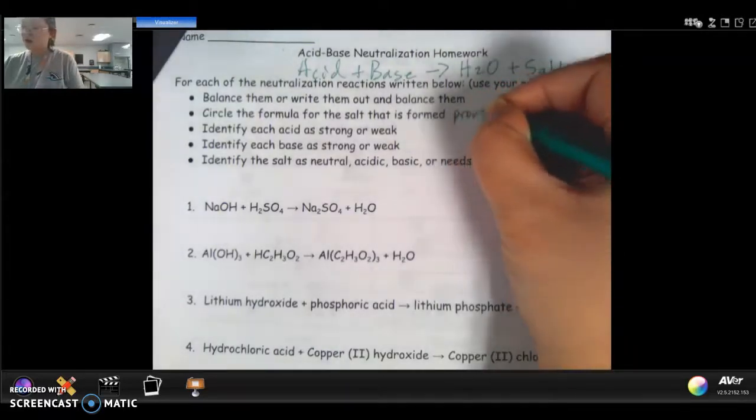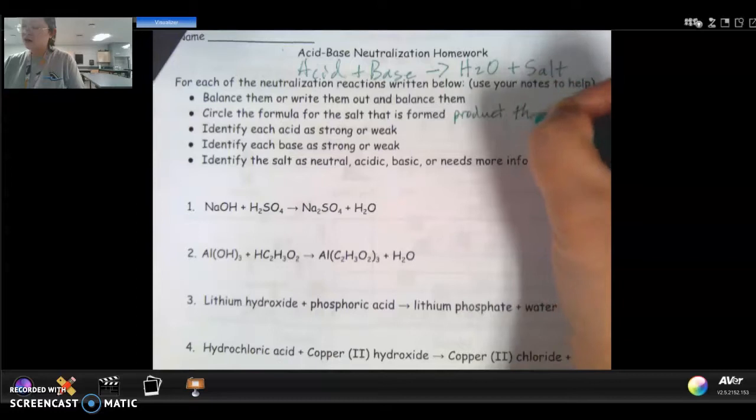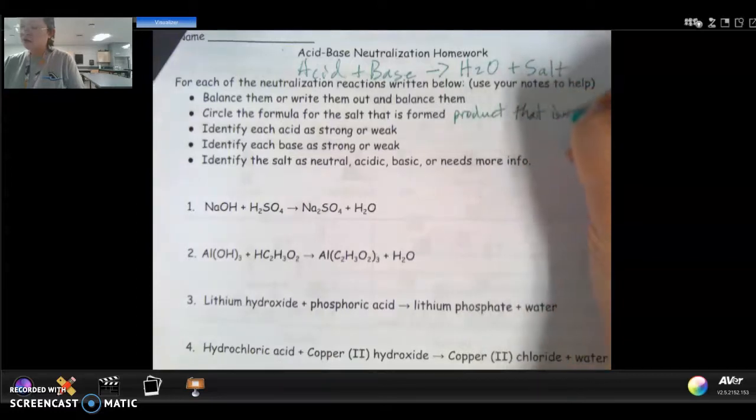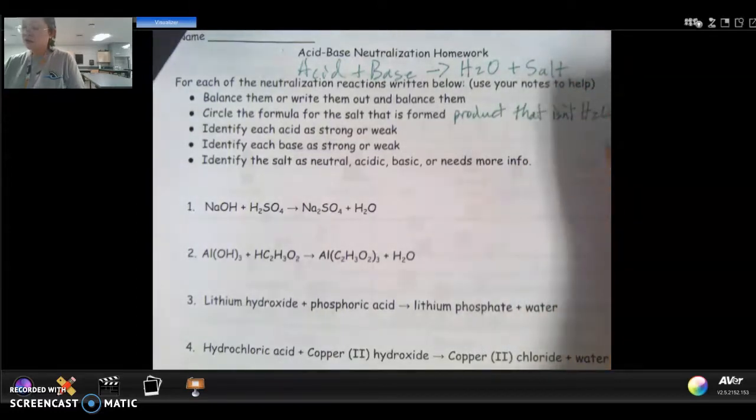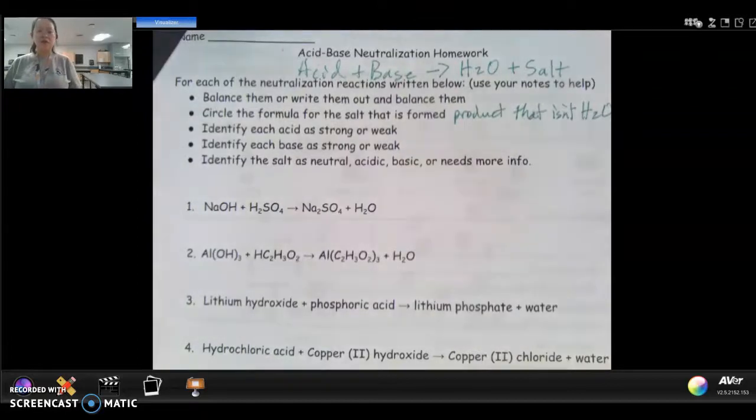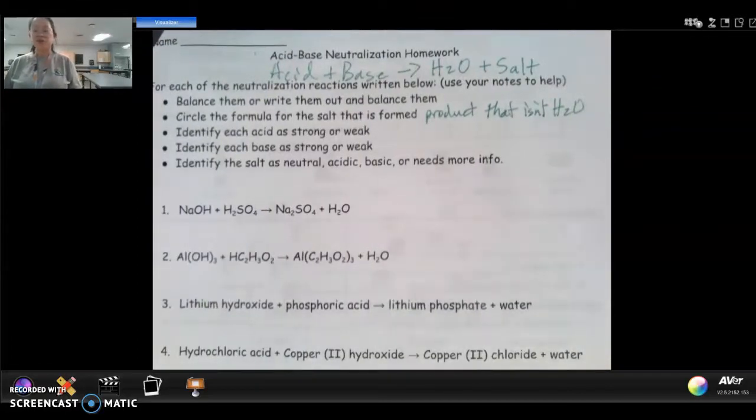product that isn't water. So, pretty easy to tell which one is water, which one is salt. And it's only on the product side.